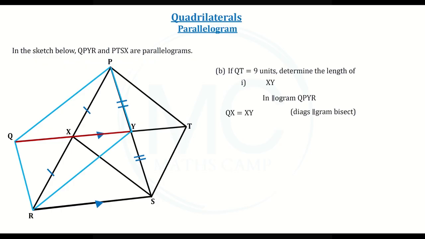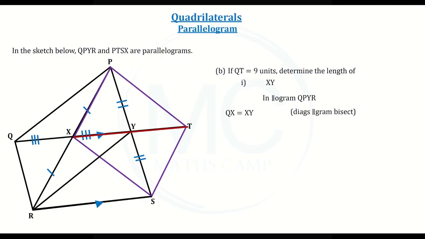So let's make our diagram black again, and we can put 3 small lines on QX and 3 small lines on XY to show that they are equal in length. Now we still need to consider YT. YT lies in parallelogram PTSX. So let's make this parallelogram purple. YT is part of the diagonal XT. So let's make the diagonal red.